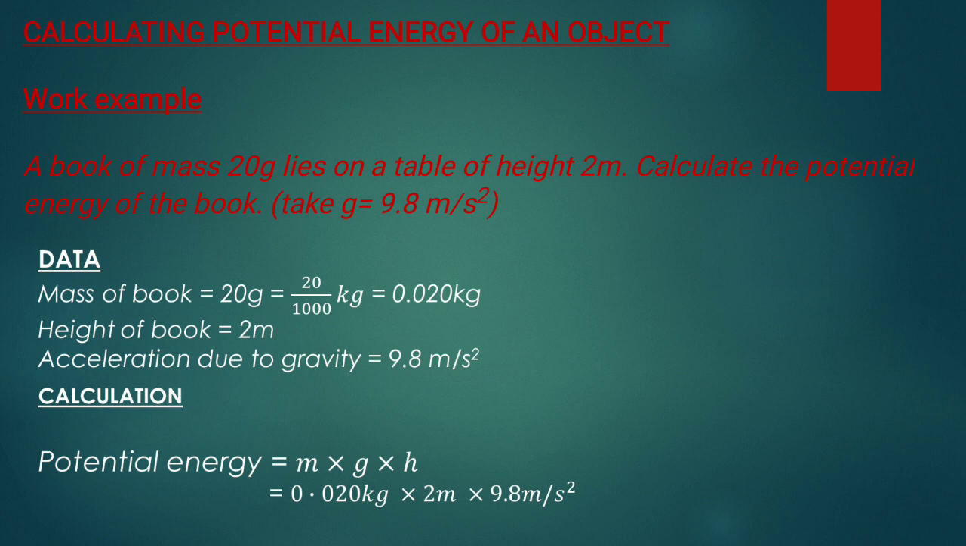or 0.02 kilograms. Height of book is 2 meters. Acceleration due to gravity is 9.8 meters per second squared. Now the calculation. Quote the formula. Potential energy is equal to mass times gravity times height. So by way of substitution, we have 0.020 kilograms times 2 meters times 9.8 meters per second squared.